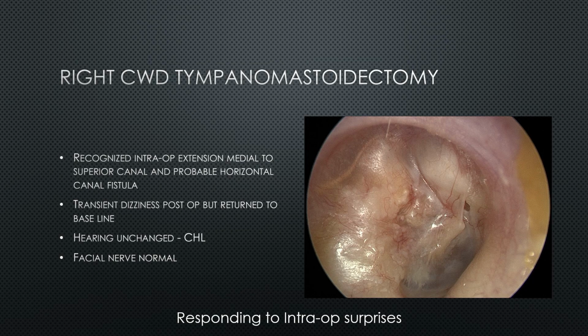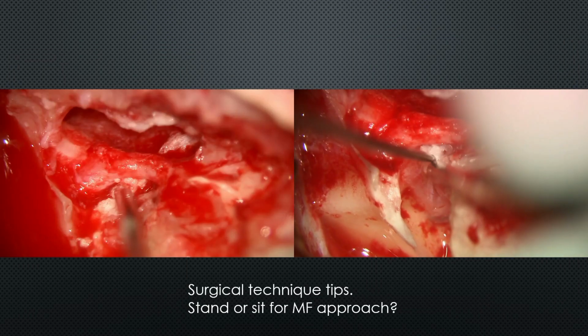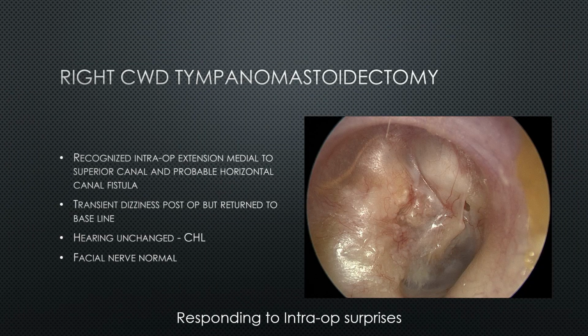So she got through this surgery great. She had a little bit of dizziness, got back to baseline, hearing was stable, facial nerve was normal. And that picture is when I first saw her cavity. Oh, I should go back to that for one second. You can see on the picture, there's clearly cholesteatoma in the epitympanum, and also just posterior to that, over the horizontal canal. All of that is soft.